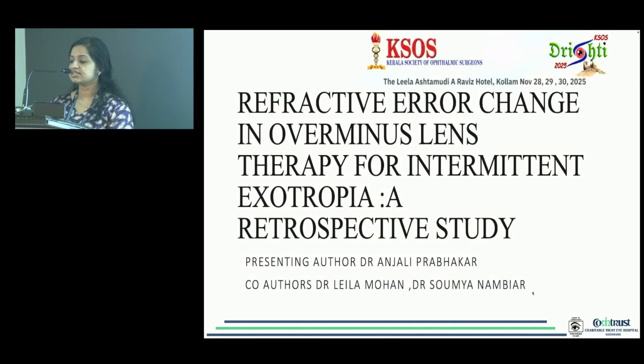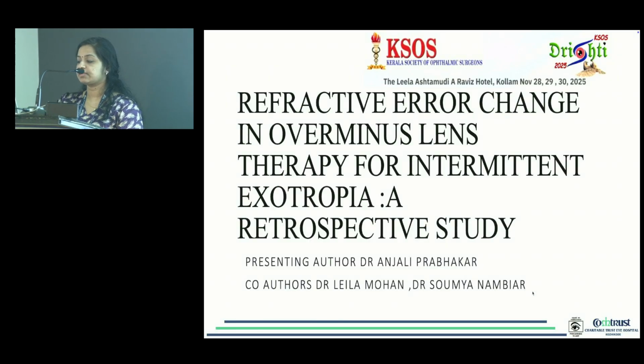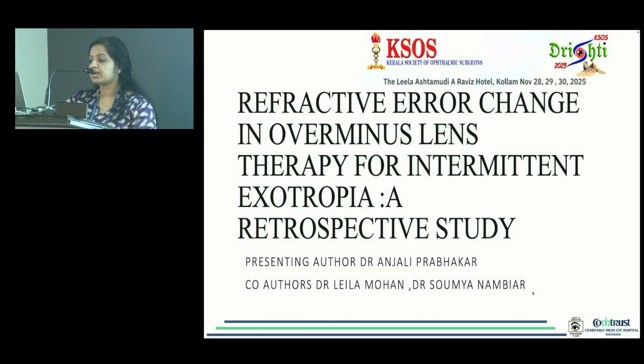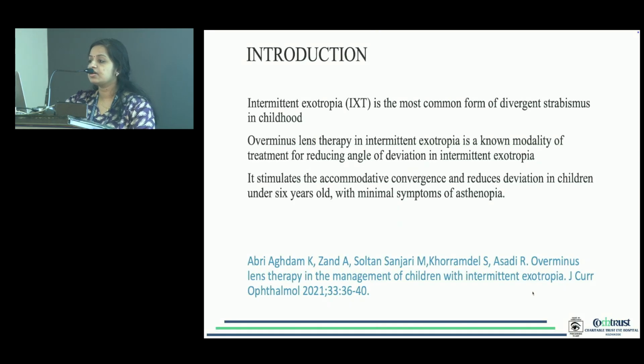Good afternoon, judges. My study is on refractive error change in over minus lens therapy for intermittent exotropia, a retrospective study. Intermittent exotropia is the most common form of divergent strabismus in childhood, and over minus lens therapy in intermittent exotropia is a known modality of treatment for reducing the angle of deviation.